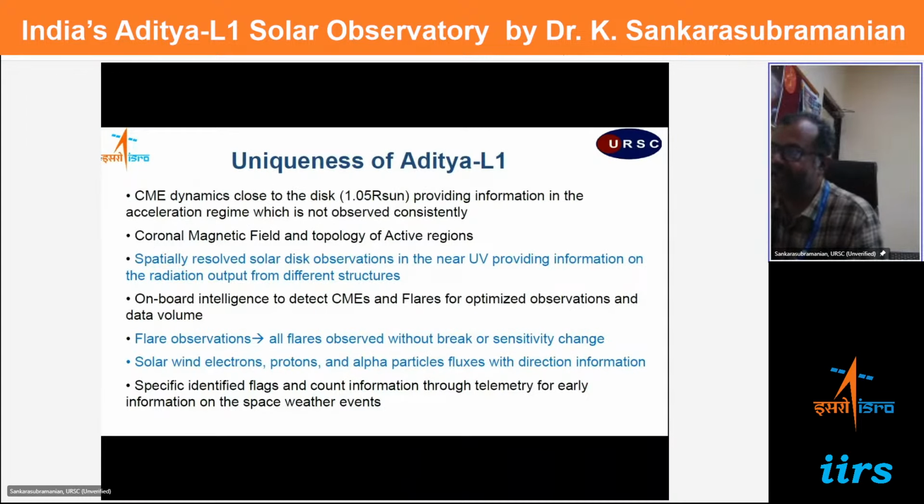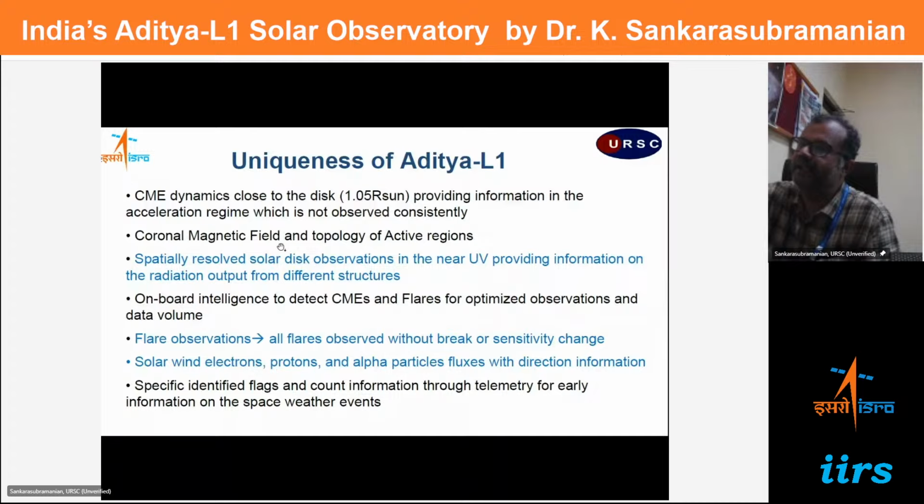Now, if you ask me what is the uniqueness of Aditya-L1 compared to any other mission, this is something we put down in our project document. These are the unique points of Aditya-L1: looking at the CME very close to the disk, coronal magnetic field measurements over the active regions, spatially resolved solar disk observations in the near UV, providing information about solar irradiance variations in this particular band, and the onboard intelligence to detect CMEs and flares and go into a high cadence mode to obtain good data volume optimization. Flare observations of all flares without any break or sensitivity change. Solar wind electrons, protons, and alpha particle fluxes with direction information.